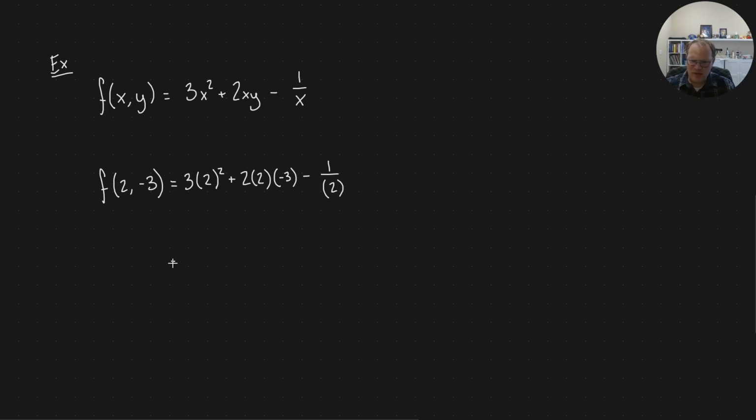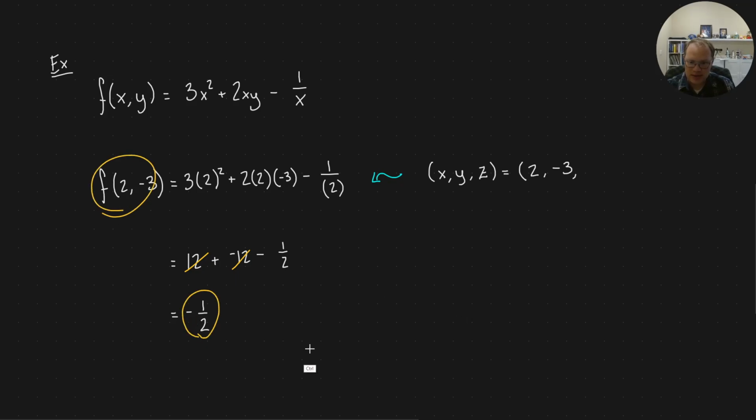All right? If we just evaluate this real quick, 3 times 2 squared, that's 12. Negative 3 times 2 times 2, that's a negative 12. And then I have the minus 1/2. 12 and negative 12 cancel. And so the output value is negative 1/2. All right? What this is telling us is that a point that satisfies the function is xyz equals, I plugged in 2 and negative 3 for the x and y, and the output value, the function value, the z value, is negative 1/2.